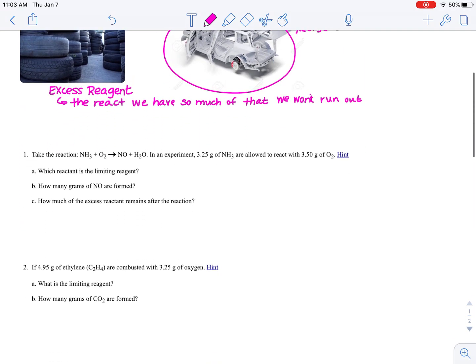Looking at this first word problem, take the reaction. Nitrogen trihydride reacts with oxygen to produce nitrogen monoxide and water. In an experiment, 3.25 grams of nitrogen trihydride are allowed to react with 3.50 grams of oxygen. Question A, which reactant is the limiting reagent? Part B, how many grams of nitrogen monoxide are formed? Part C, how much of the excess reactant remains after the reaction?